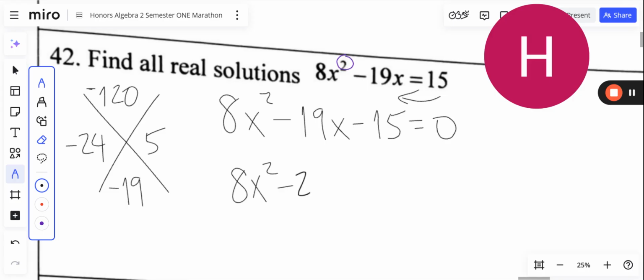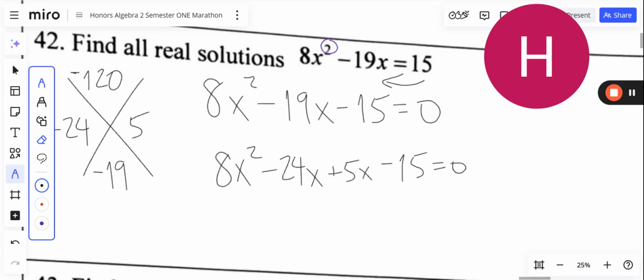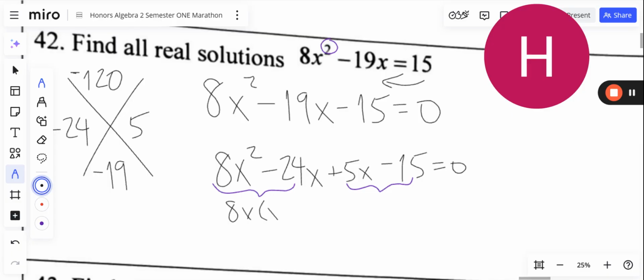So let's split the middle. Instead of calling it negative 19x, let's call it negative 24x plus 5x equals 0. And now we can do some group factoring in order to solve. 8x times what's left, x minus 3, plus we're going to have to take a 5 out to also leave x minus 3.